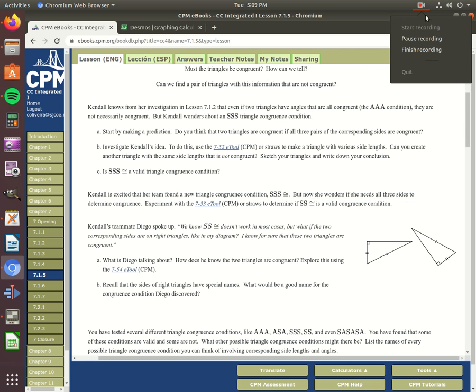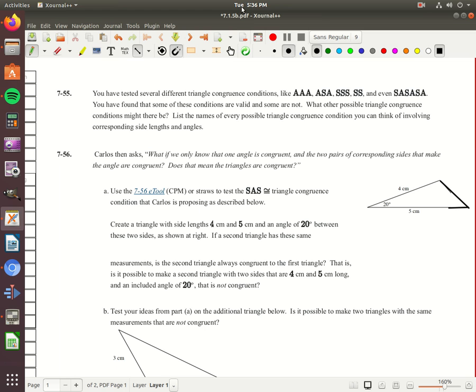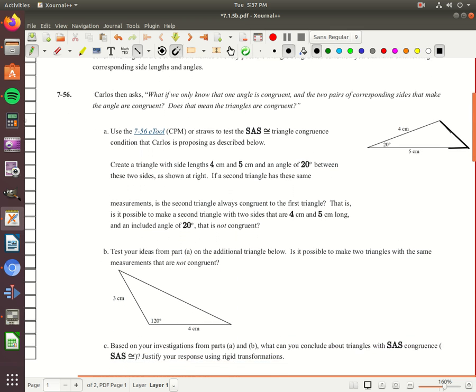Let me pause this real quick. Phone for a few minutes, and I think I forgot where I was. I think we did 755, and I think we were picking up on 756, but I could be wrong there. So I apologize if this is redundant.